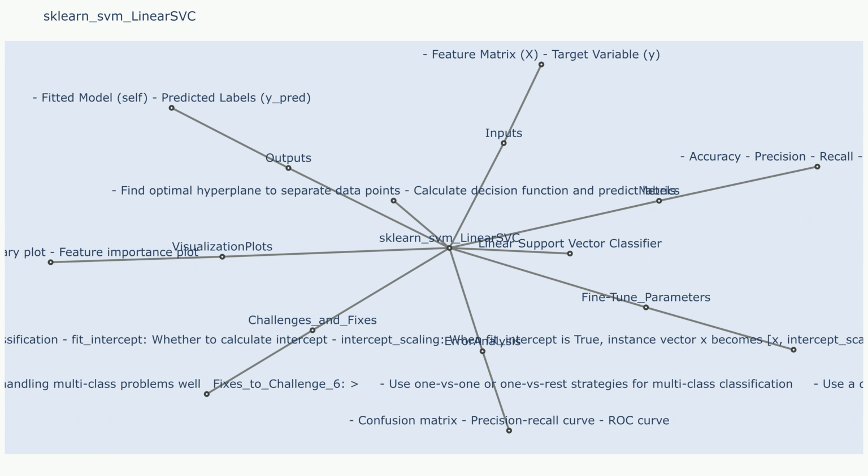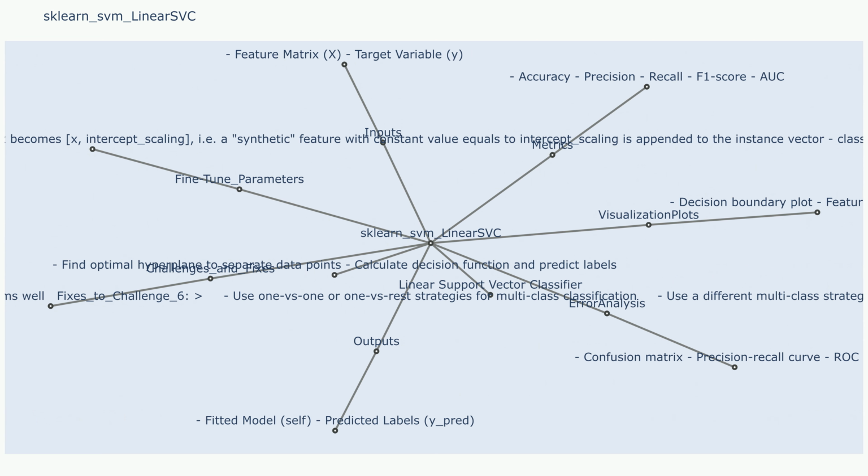Loss. The loss function used for optimization, either squared hinge or hinge. Squared hinge loss is more sensitive to outliers, while hinge loss is more robust. Dual. Whether to use the dual formulation of the optimization problem. Dual formulation is more efficient for large datasets with many features, while primal formulation is more efficient for small datasets with few features. Tol. The tolerance for stopping the optimization algorithm.